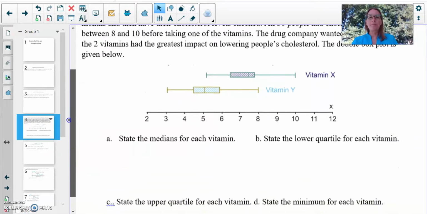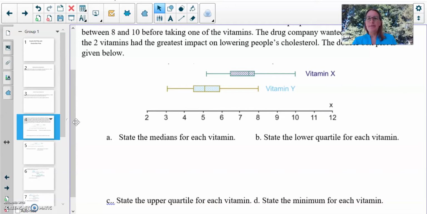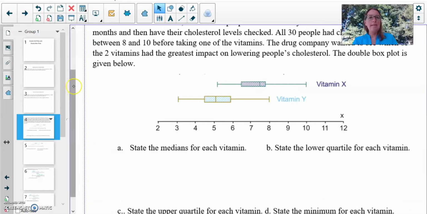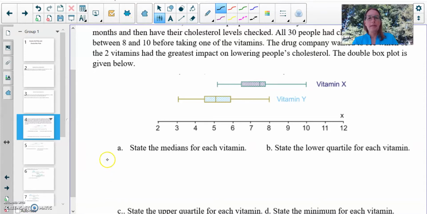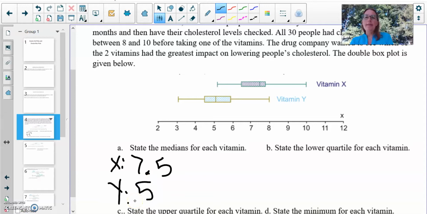Okay, our job now is to interpret it. State the medians for each vitamin. So for vitamin X, the median looks like about 7.5. For vitamin Y, the median is 5. State the lower quartile for each vitamin. For vitamin X, the lower quartile looks like about 6 4/10. For vitamin Y, the lower quartile looks like 4.5.